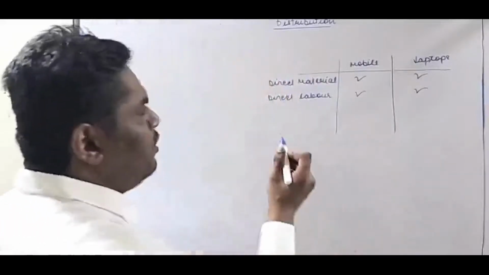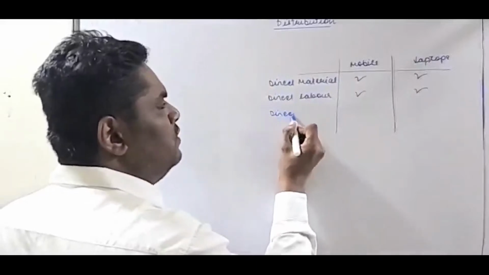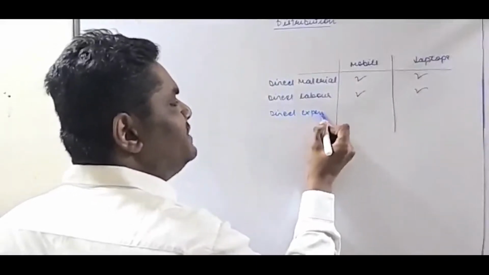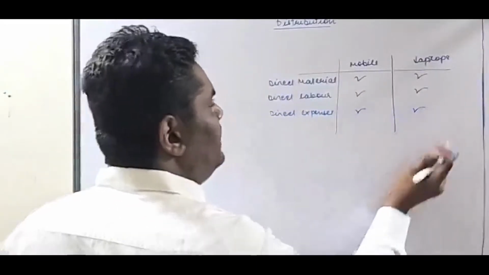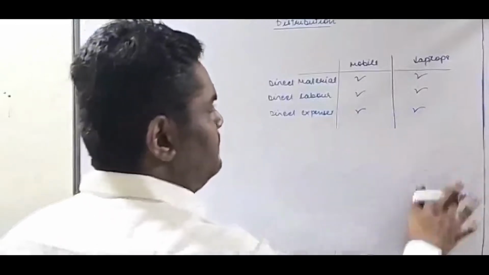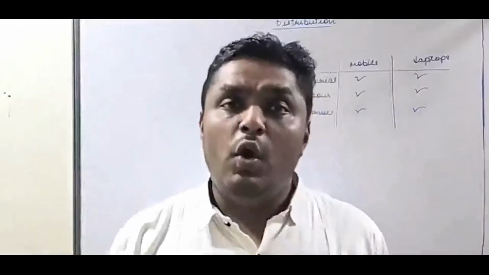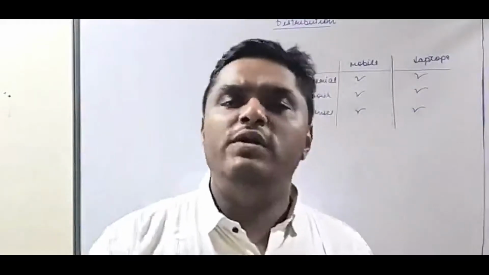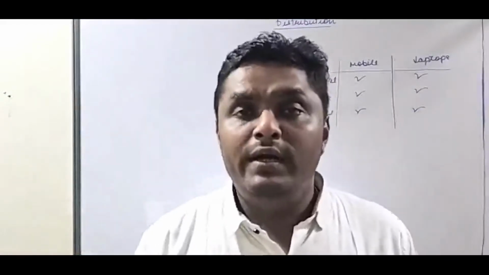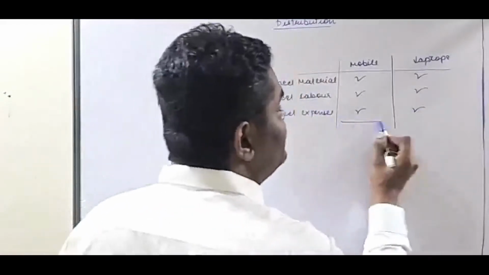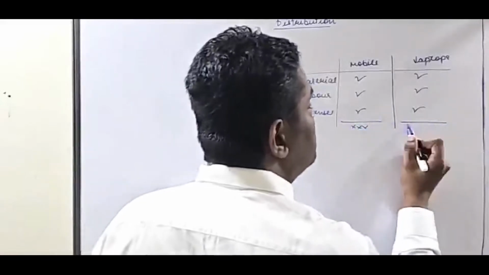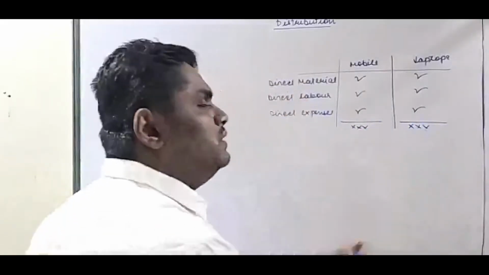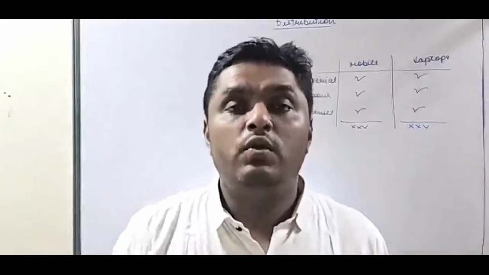Further, when talking about the direct expenses also, they are incurred separately for manufacturing mobile phones and laptops. So in short, all the direct costs are incurred separately for manufacturing mobile phones and laptops. Now the point is, is this the total cost? No, guys, this is not the total cost.